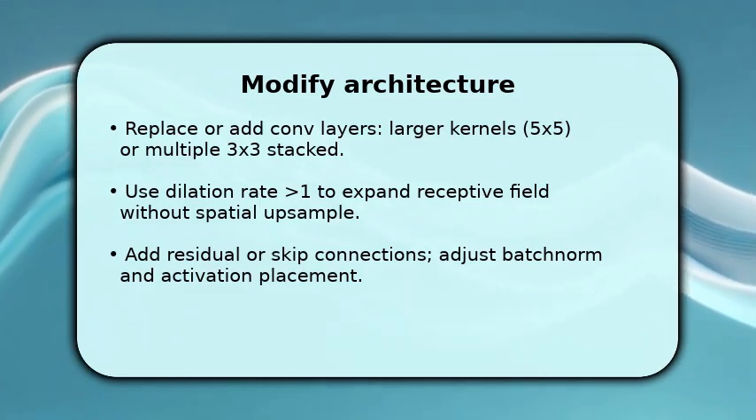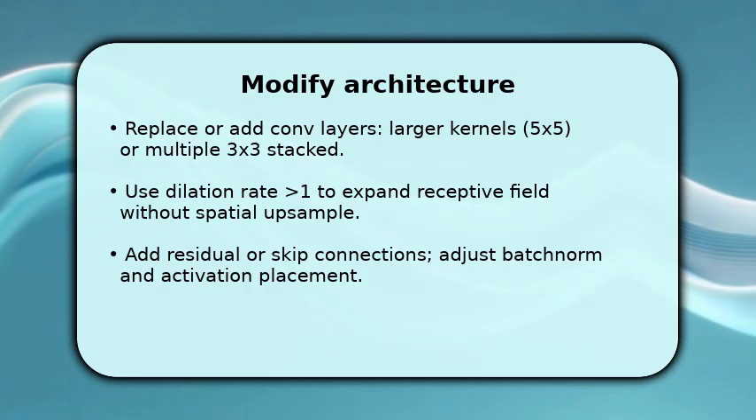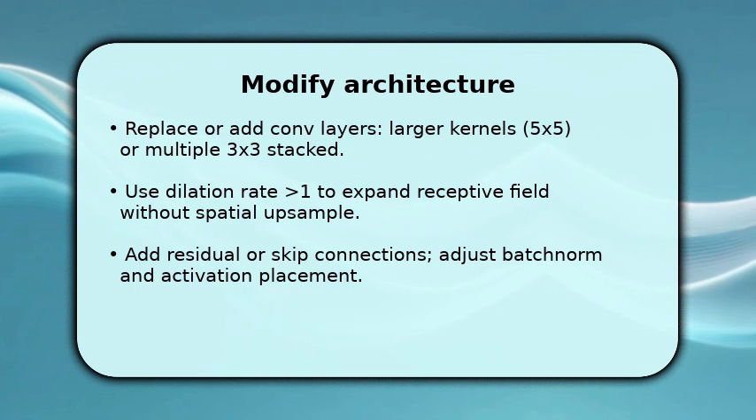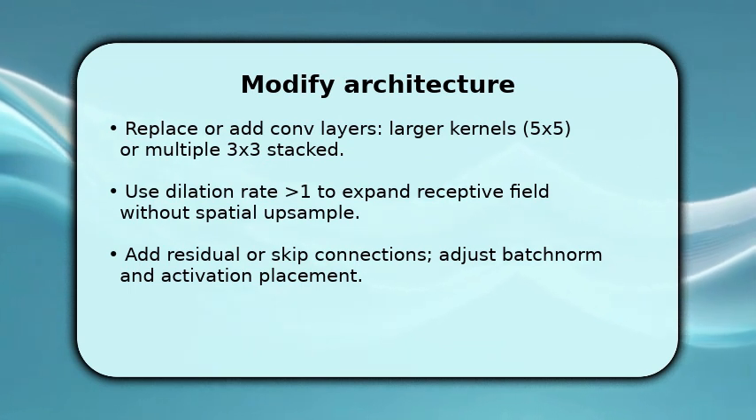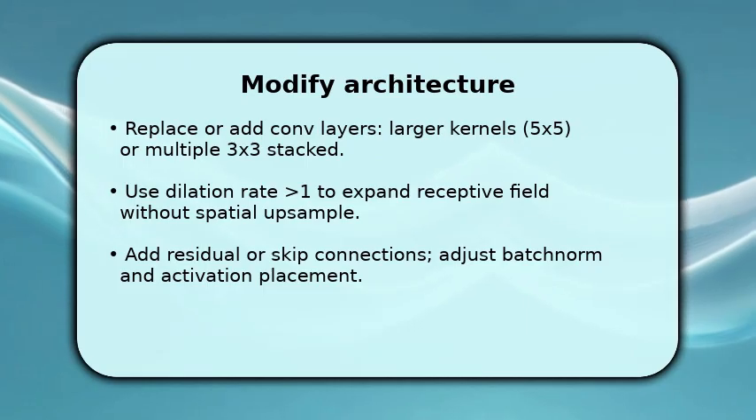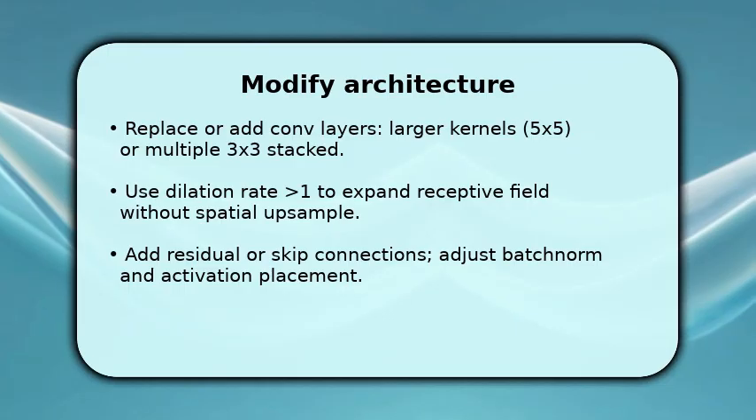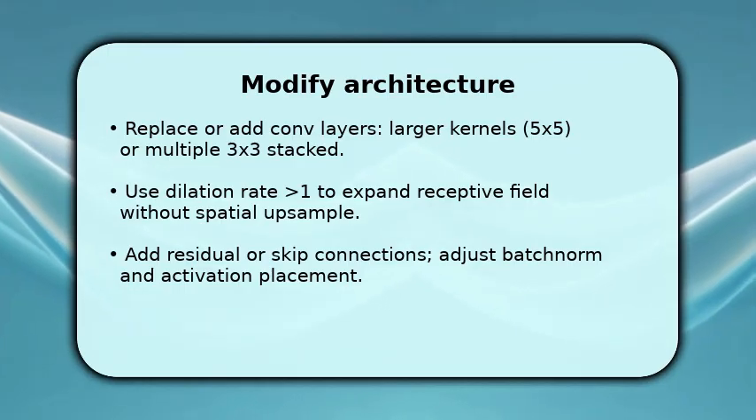If you want a larger receptive field without upsampling, use dilation rates like 2 or 4, but reduce stride to preserve detail. Also insert residual or skip connections to stabilize training when channels increase. Make incremental commits and test shape changes on a small synthetic batch to catch errors early.